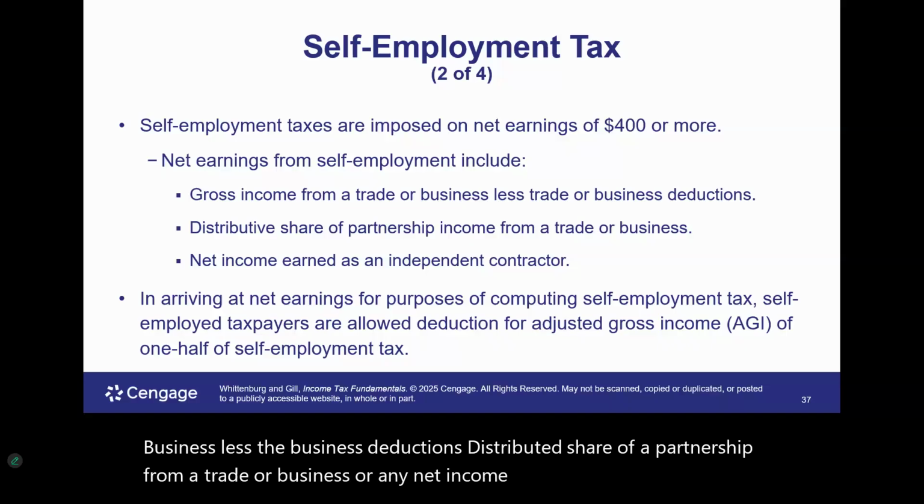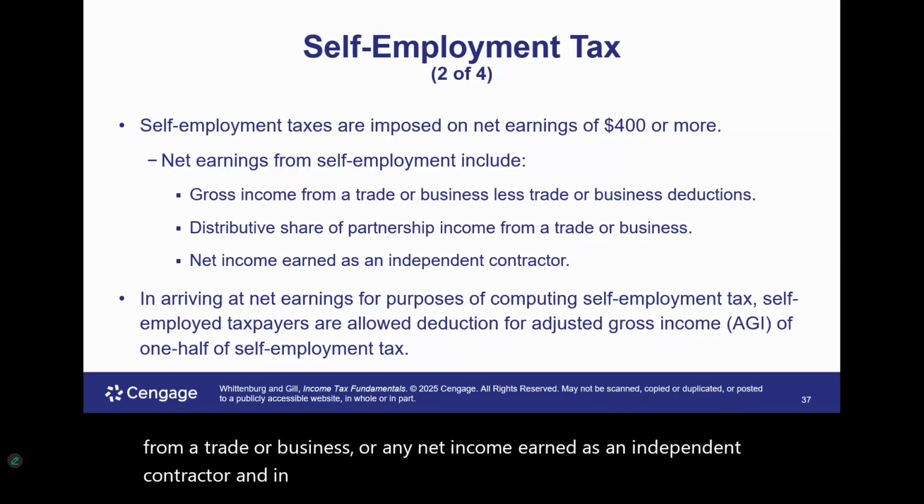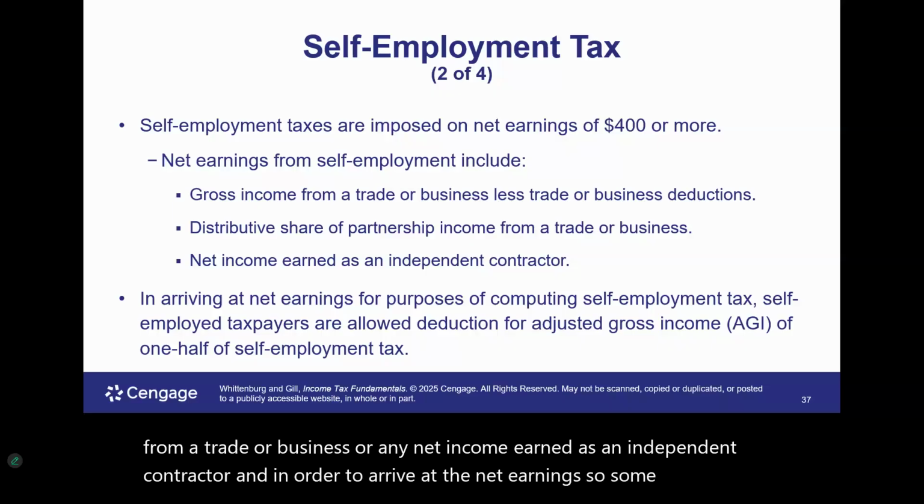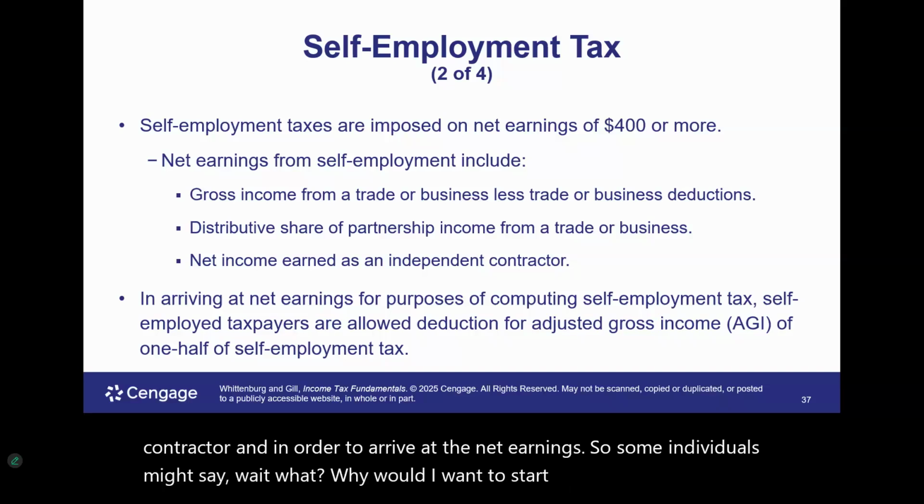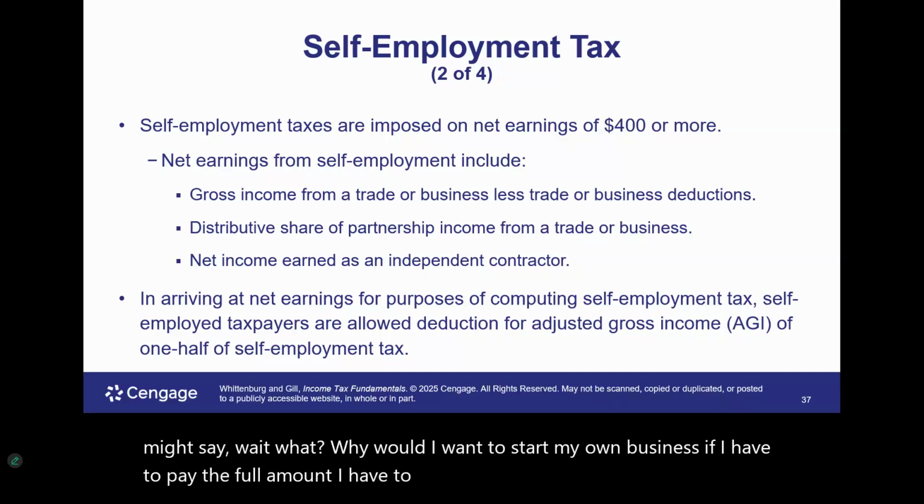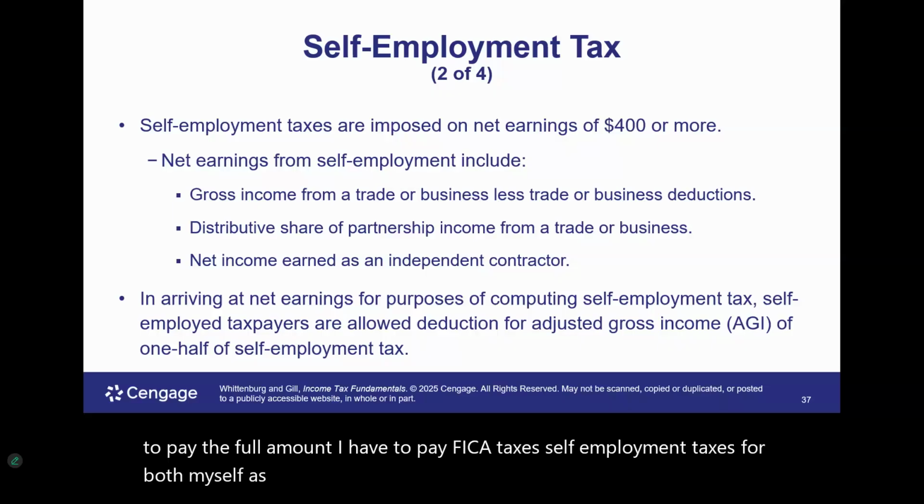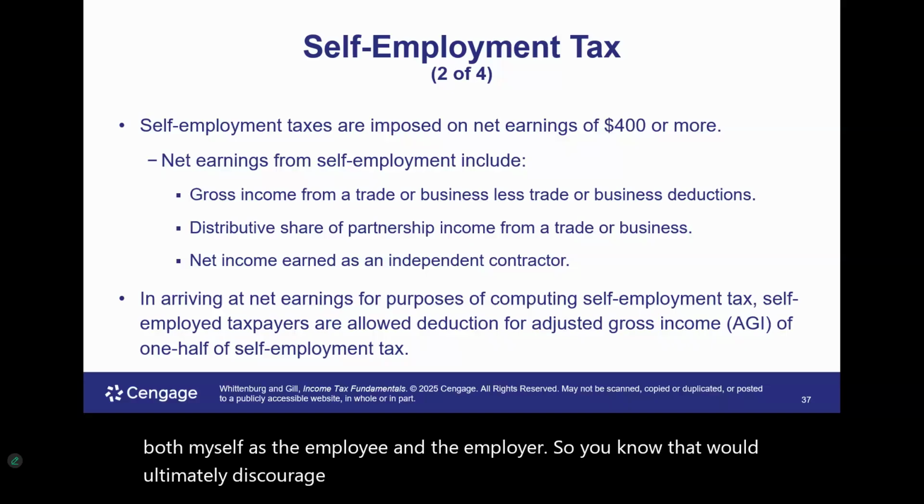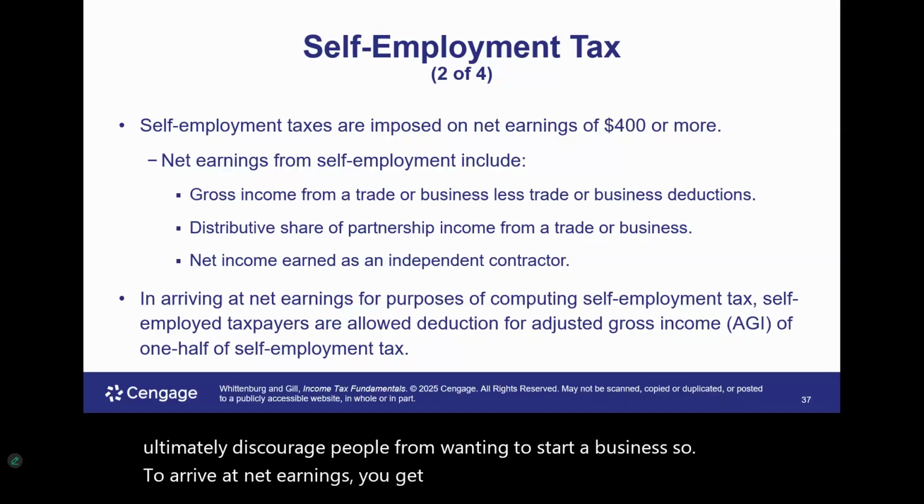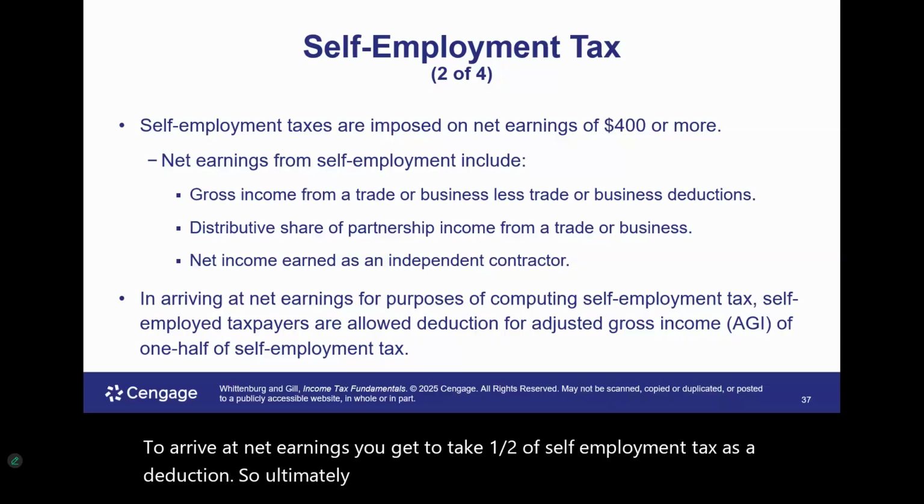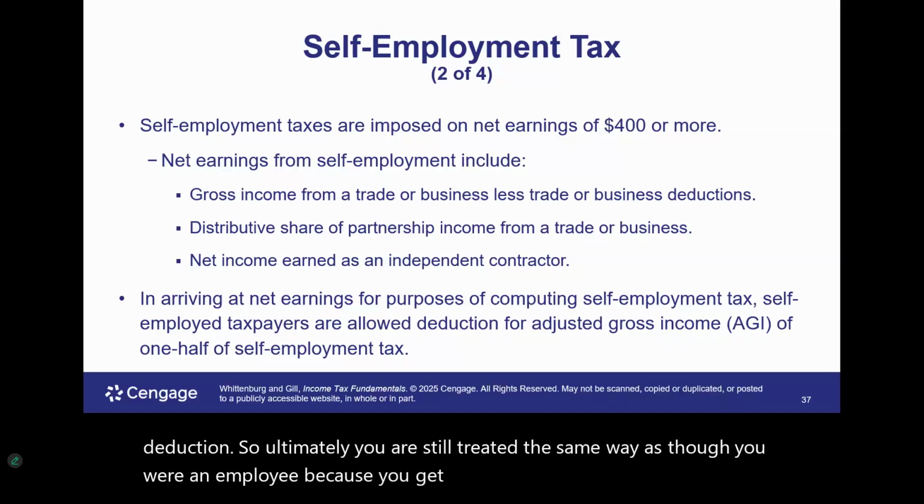And in order to arrive at the net earnings, some individuals might say, wait, what? Why would I want to start my own business if I have to pay the full amount? I have to pay FICA taxes, self-employment taxes for both myself as the employee and the employer. So that would ultimately discourage people from wanting to start a business. So in order to arrive at net earnings, you get to take 1/2 of self-employment tax as a deduction. So ultimately, you are still treated the same way as though you were an employee because you get 1/2 of the self-employment tax as a deduction.